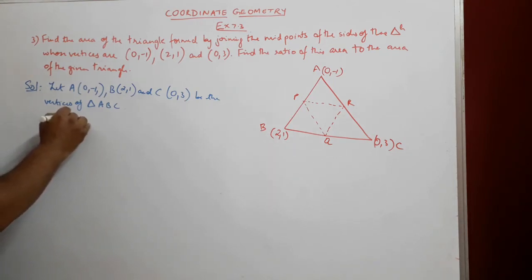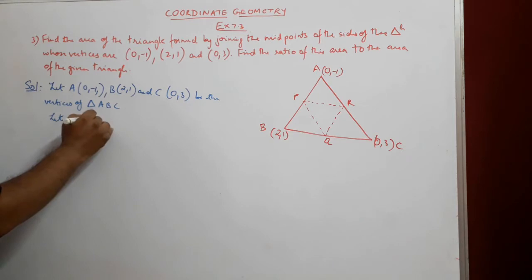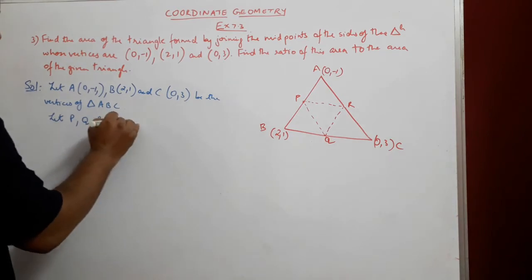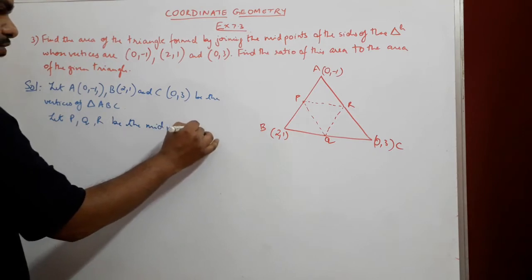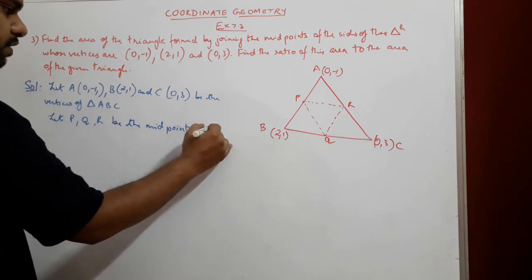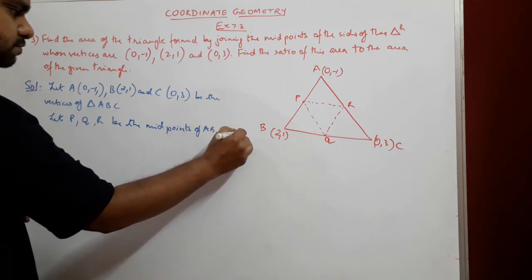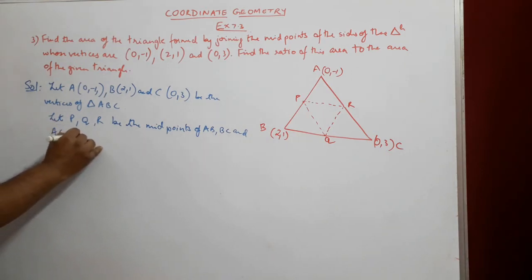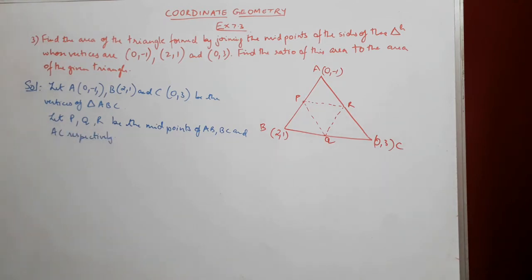Now let P, Q, R be the midpoints of AB, BC and AC respectively. Okay, so now we use the midpoint formula to find out the coordinates of P, Q and R.